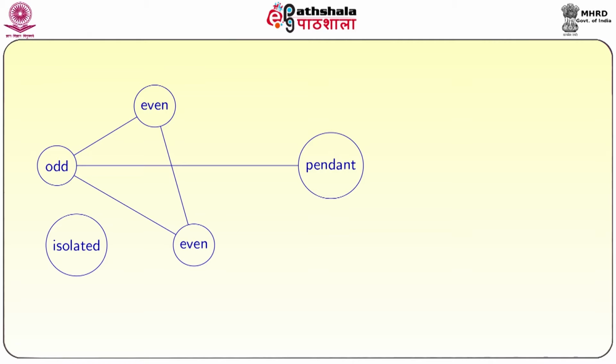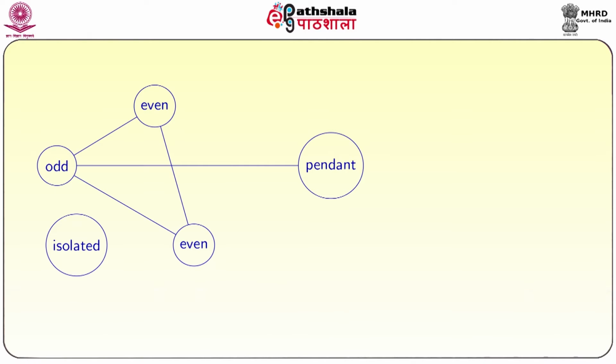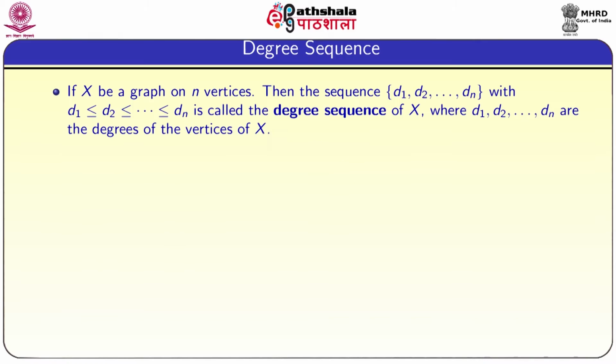So this diagram illustrates, if you look at the even vertex, the degree is 2. For odd vertices, for example, there is one vertex of degree 3, so it is odd. Isolated vertex means that no edge is incident with that vertex. Pendant vertex, only one edge is incident with that.